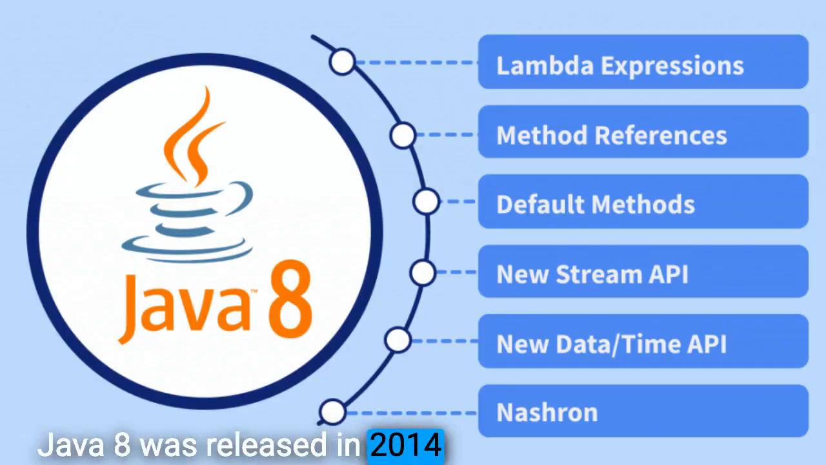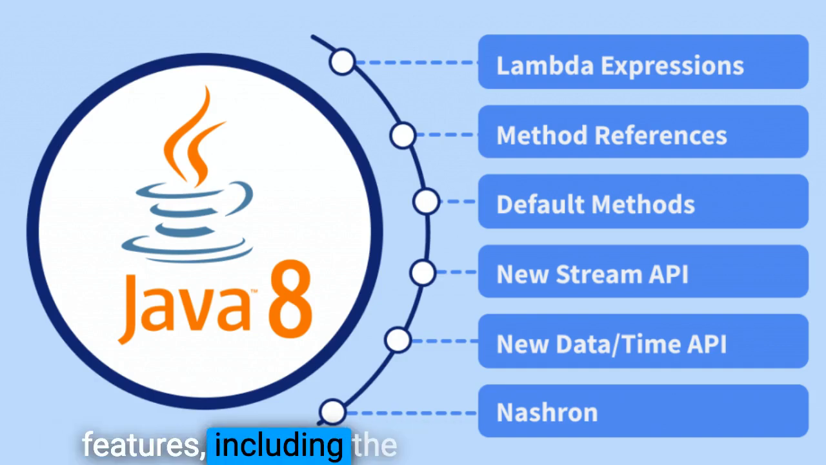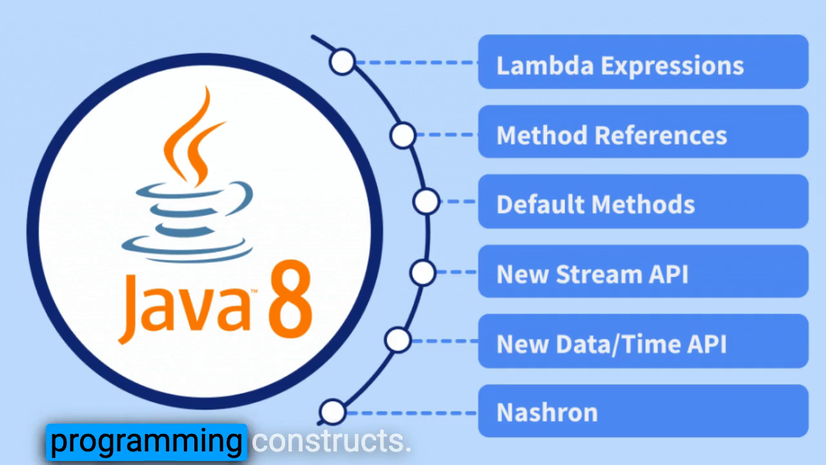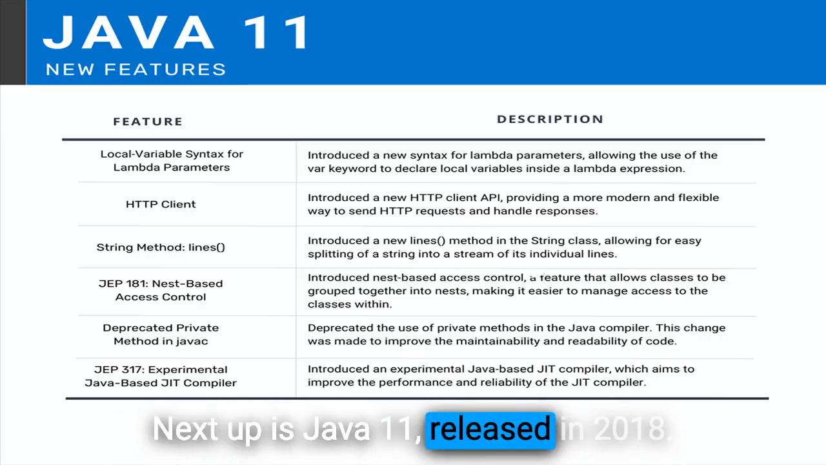Java 8 was released in 2014 and is still widely used today. It introduced several new features, including the addition of functional programming constructs like lambdas and streams. If you're just getting started with Java 8, one tip is to get comfortable with its new functional programming constructs. This will not only help you write more efficient and readable code, but also prepare you for the more recent versions of Java. Next up is Java 11, released in 2018.